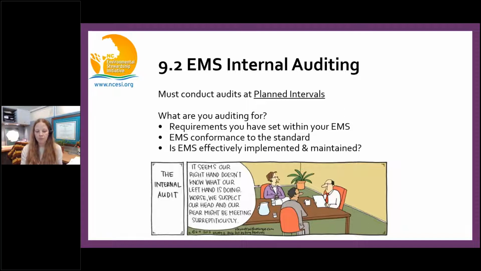You can break it up and do one audit every month for each of the elements. You can break it up in terms of areas of where you are auditing, and some of those might need to be audited more than once a year. All right, and then what are you auditing for? Your requirements that you have set within your own EMS, your EMS conformance to the standard, and is the EMS functioning as it should? Is it being implemented and maintained?